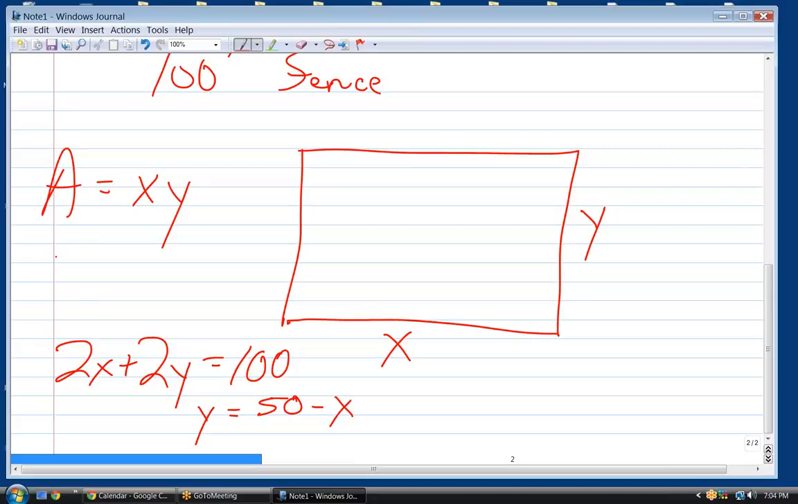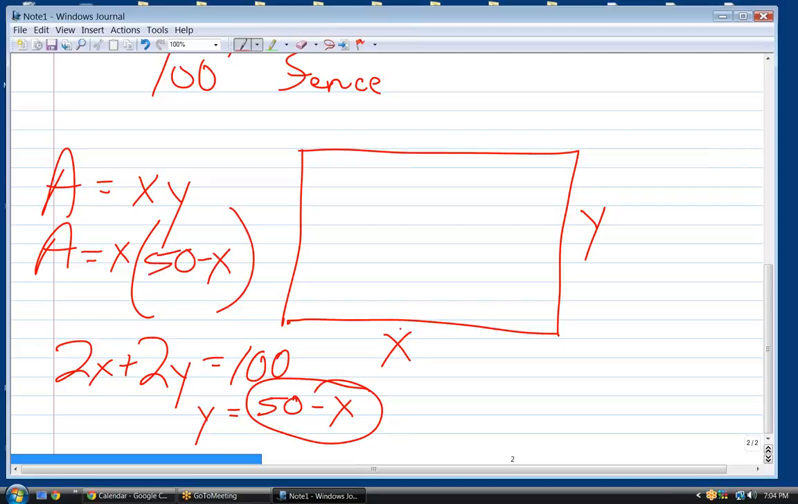Okay? So now we go up into the function that we're trying to maximize, which is the area function. It's not the perimeter function. The perimeter is fixed. It's 100 feet. There's no changing that. But the area, we got a lot of choices here. So we go into the area function. We leave that as x, and instead of y, we put 50 minus x. Okay? So now this is our area function. I'll write it again over here on the right.